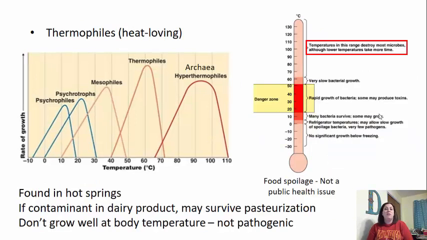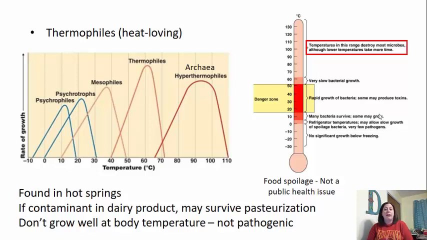The next are the thermophils. The thermophils are the heat-loving. These are found in places like hot springs. They can also contaminate dairy products, and the reason they stay in dairy products is that when the dairy products have been pasteurized, they go to that extreme heat. These guys don't mind that heat, and because of that, they can still survive.